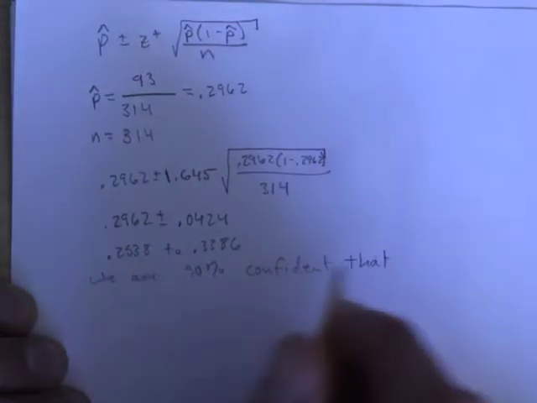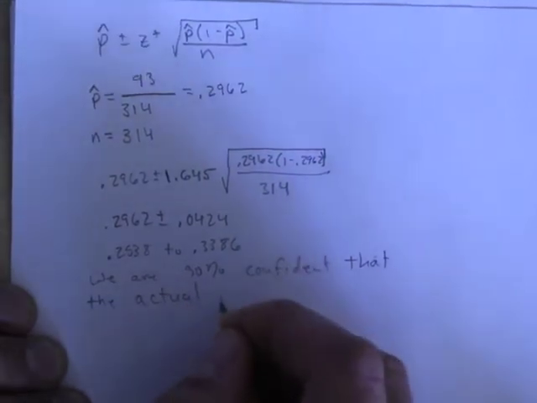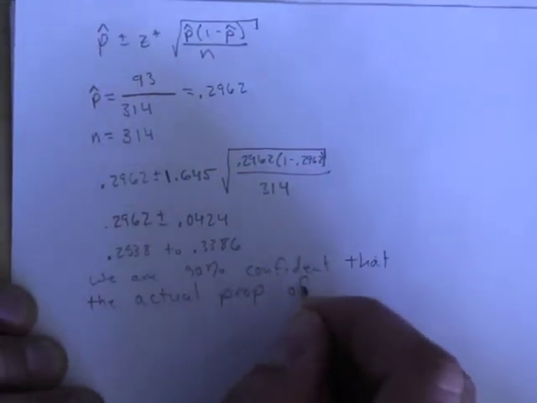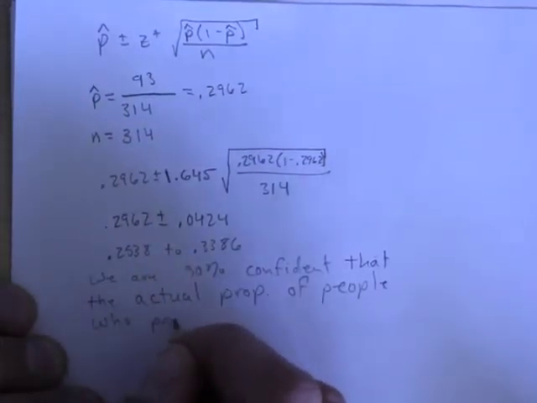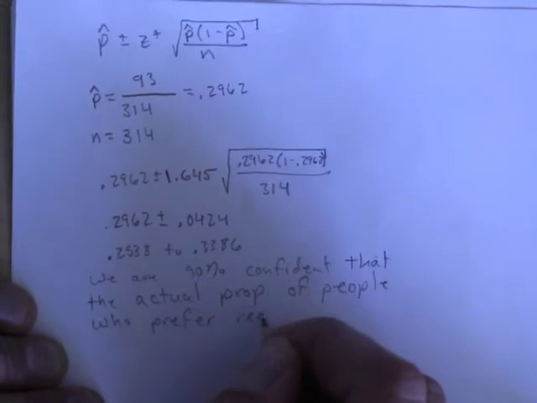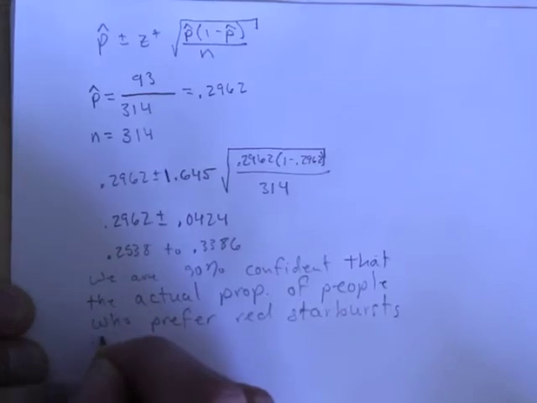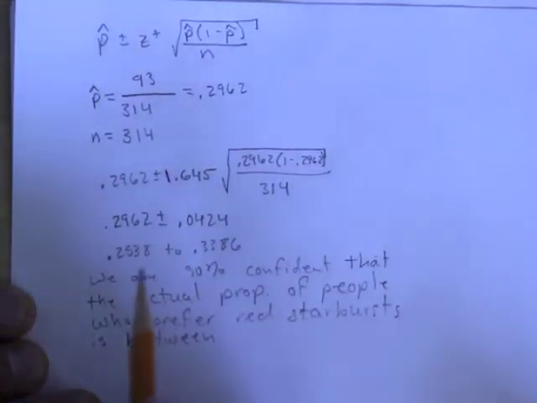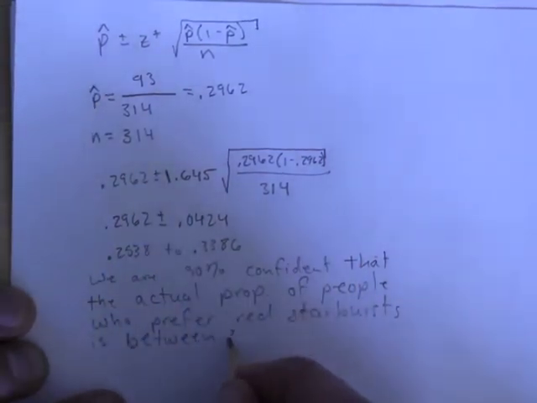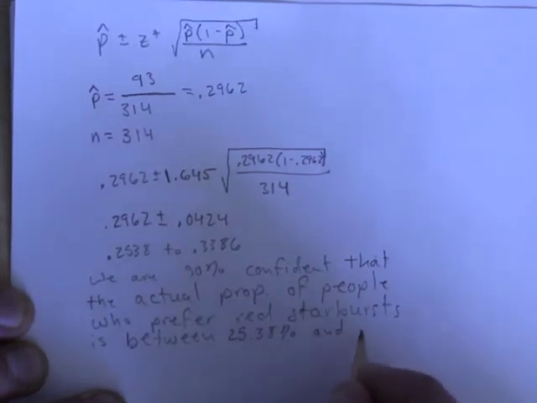that the actual proportion of people who prefer red Starbursts is between roughly 25.38% and 33.86%.